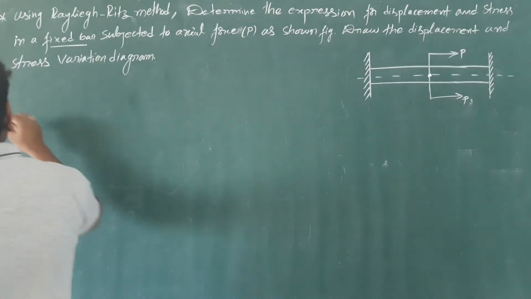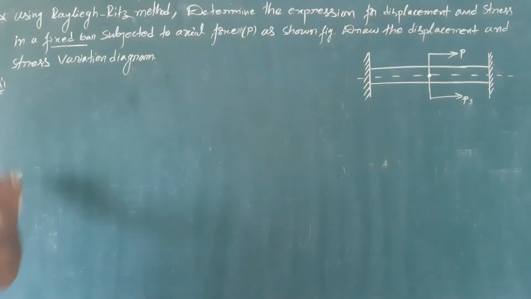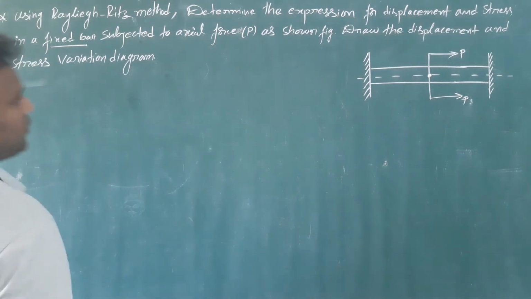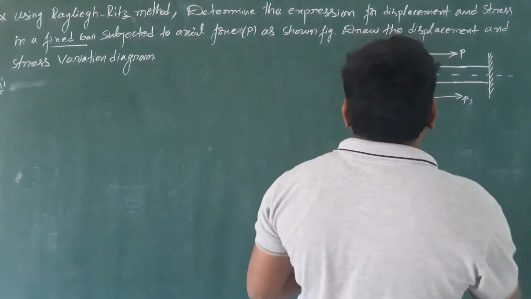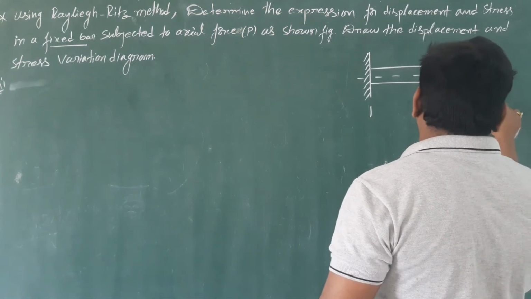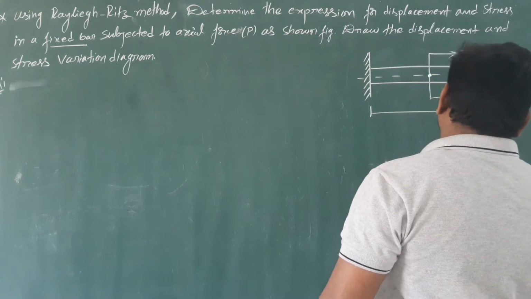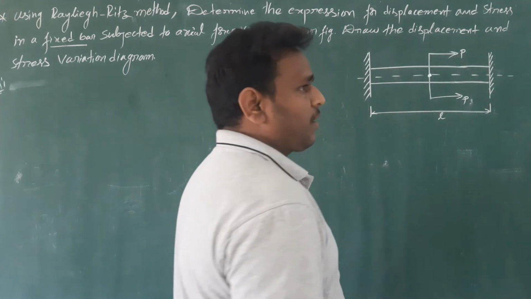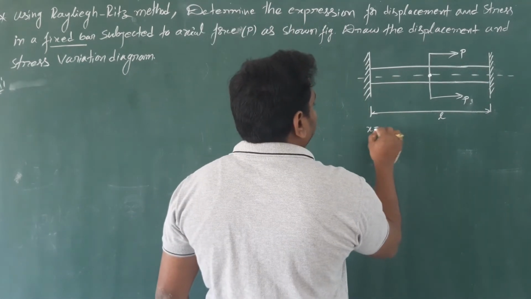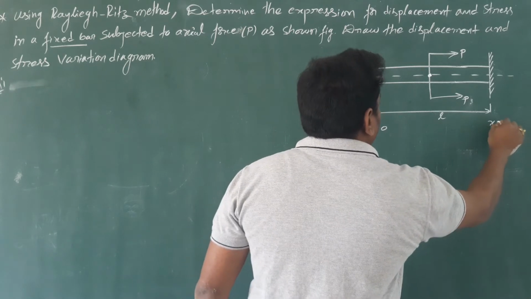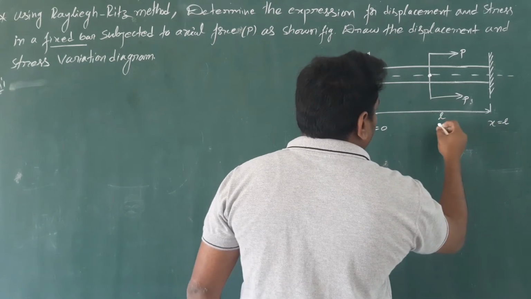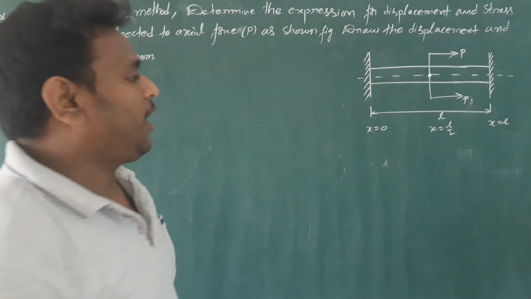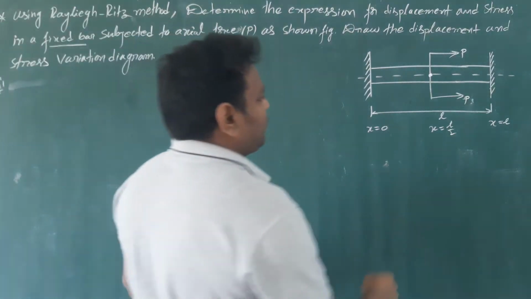Now, this is the given figure. This is the length of the element. For the given bar, the length of the element is L. Here x is equal to 0, here x is equal to L, and at the midpoint x is equal to L by 2.